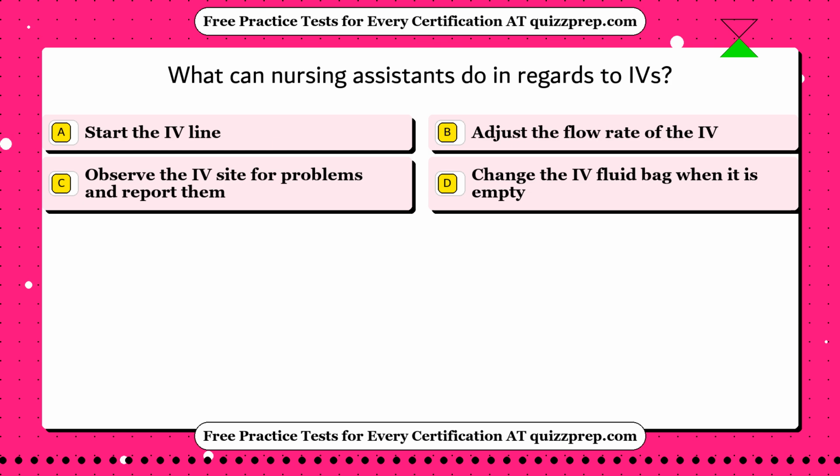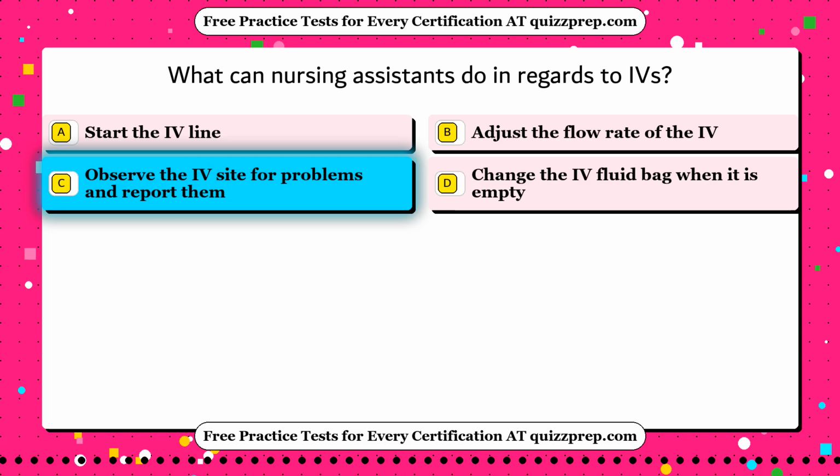Question 98. What can nursing assistants do in regards to IVs? Option A. Start the IV line. Option B. Adjust the flow rate of the IV. Option C. Observe the IV site for problems and report them. Option D. Change the IV fluid bag when it is empty.